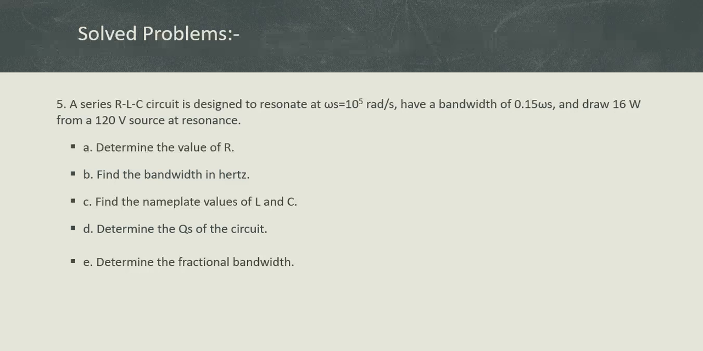determine the fractional bandwidth. We know that fractional bandwidth, which is equal to (F2 minus F1) divided by Fs, is equal to 1 by Qs. So this is the value of the fractional bandwidth. Once I find the value of Qs, I simply take the inverse and that corresponding value is the fractional bandwidth. So then I move on to the solution of this problem.